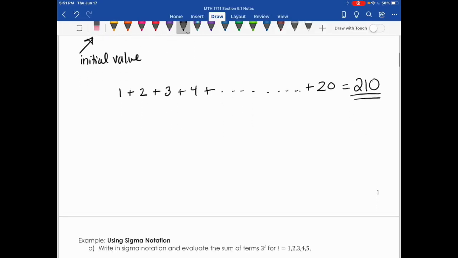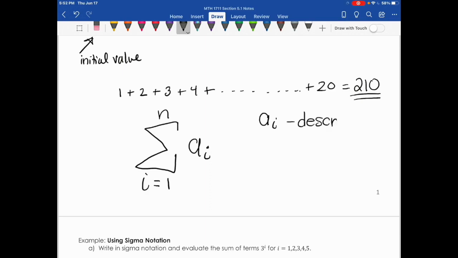So now that we've done that on the calculator, we can write down that our answer is 210. Now, in general, when I write sigma notation for some sum, I should say a sub i describes the terms that are going to be added.